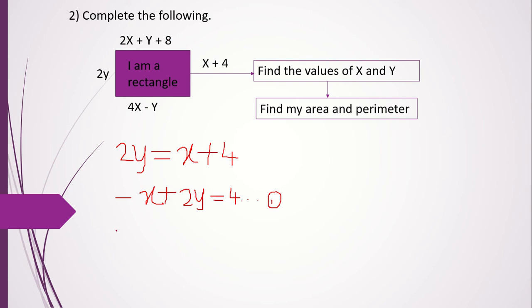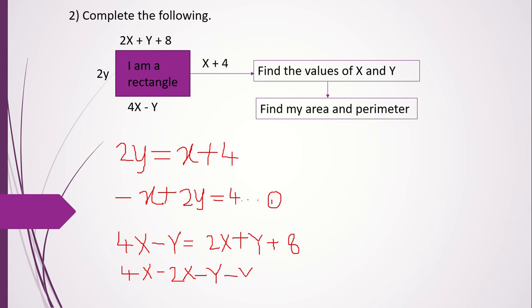2x plus y plus 8 is equal to 4x minus y is equal to 2x plus y plus 8. Now just rearrange. 4x minus 2x. 2x comes this side, becomes minus, y minus y is equal to 8.